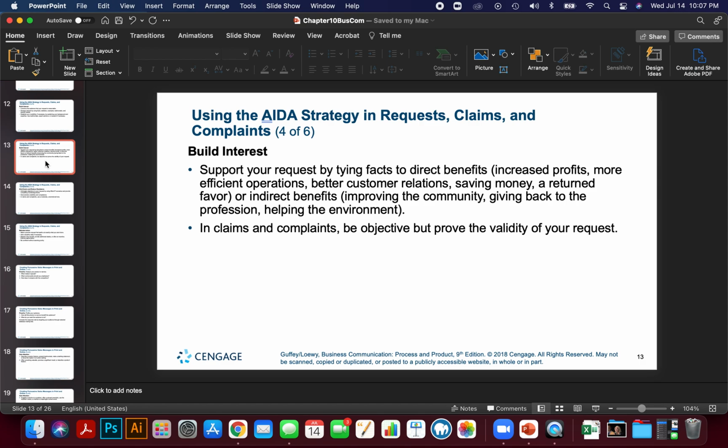We're going to support our request by tying facts to direct benefits. Things like increased profits, more efficient operations, better customer relations, saving money. These are all examples of direct benefits. Indirect benefits may be stuff like improving the community, giving back, helping the environment. These are indirect benefits. So we want to make sure that we try to support and tie to facts to both direct and indirect, right? But in claims and complaints, be objective, but prove the validity of your request.